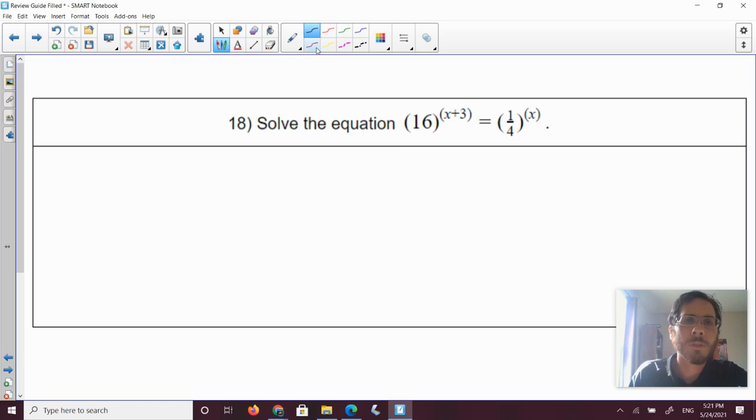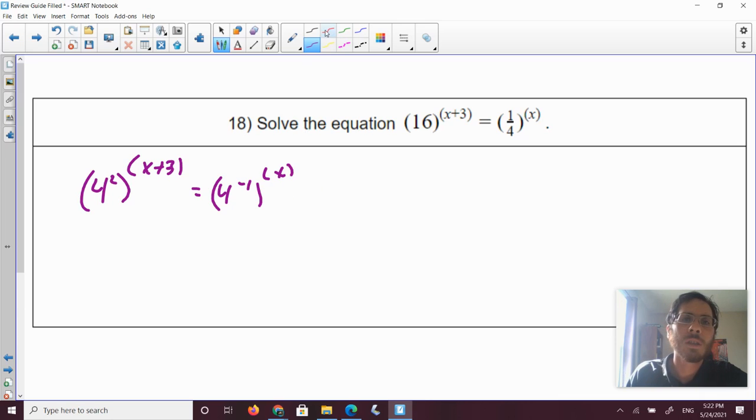The next one, we have to solve this equation. So we've got the 1/4 and we've got the 16. So I want those to both end up looking the same. So I think what I'm going to do is try and cast them both in terms of 4. So if I want to rewrite 16, 16 is 4 squared, and I've got x plus 3. 1/4 is 4 to the negative 1, because the 4 is on the bottom of the fraction, and that's still to the x.